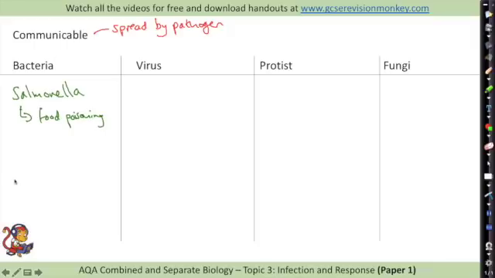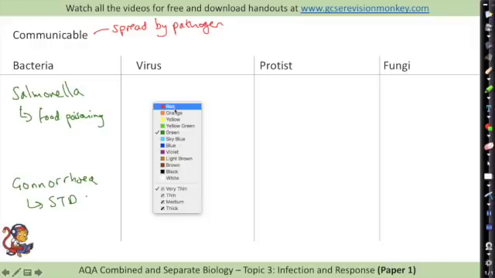The other bacterial condition that you need to be aware of is gonorrhea. This is a sexually transmitted disease, and the symptoms of this are that it causes pain when urinating and also a yellow or a green discharge.